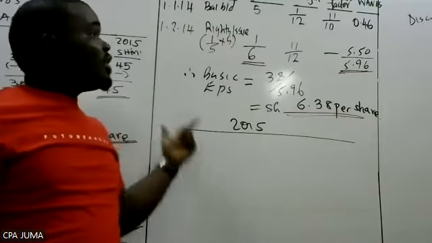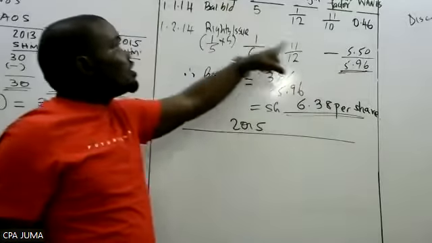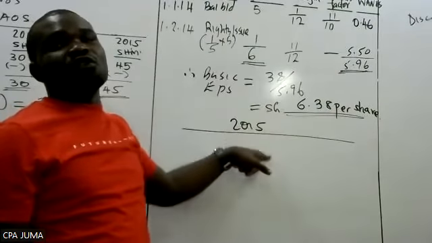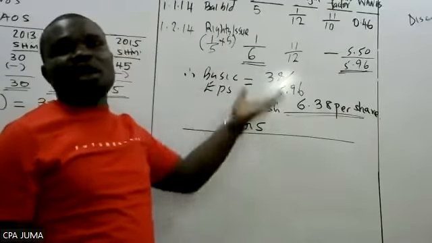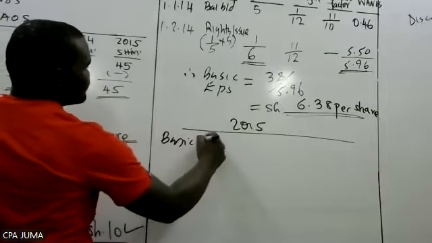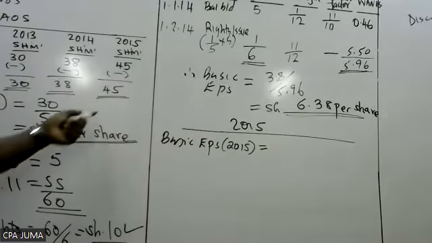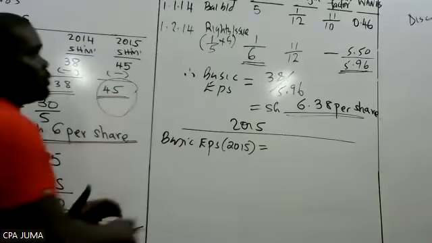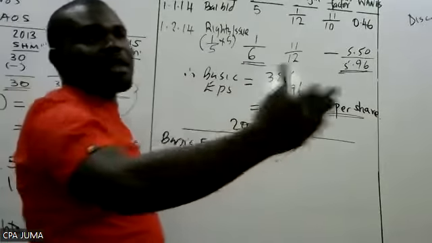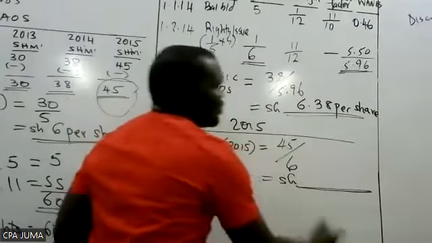If they don't say anything, then it means the shares you closed with last year, you don't take the weighted, you take the actual number of shares, 6. So this 6 is what you are going to use in 2015, because they have not said whether they issued other shares in 2015. So you say, basic EPS 2015 is equal to profit. Just pull this profit, 45, and divide by the 6, because it will be 6 times 12 over 12. So don't waste your time. Divide by 6. What do you get?